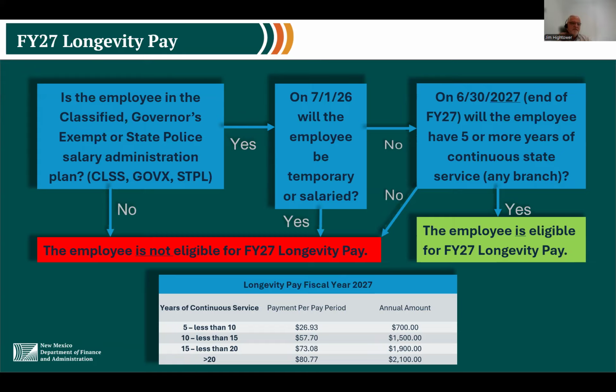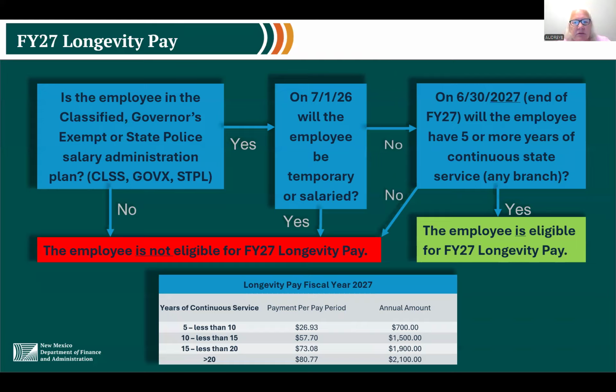And then the final thing is on June 30th of 2027, so end of fiscal 27, will the employee have 5 or more years of continuous state service in any branch? And this is a slight change from 2026. And if yes, then they're eligible for the FY27 pay. So that's FY26 and 27 longevity. If you have any questions, feel free.